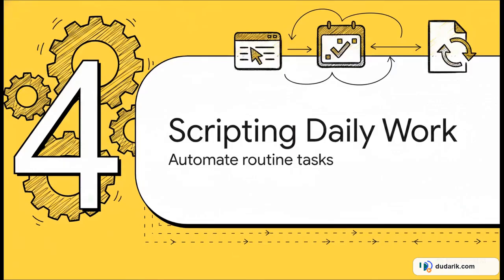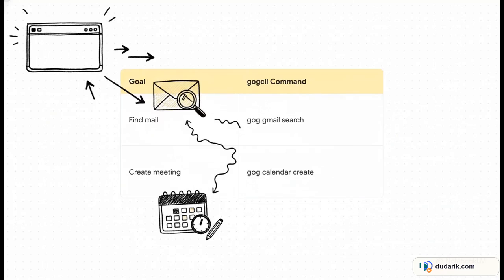Which brings us to Section 4, scripting your daily work. Notice this clean, predictable syntax here. Finding unread mail is literally as simple as typing gog gmail search with standard Gmail query syntax and just passing that --json flag. Creating a calendar event is exactly as intuitive. It makes interacting with your inbox or calendar entirely frictionless.